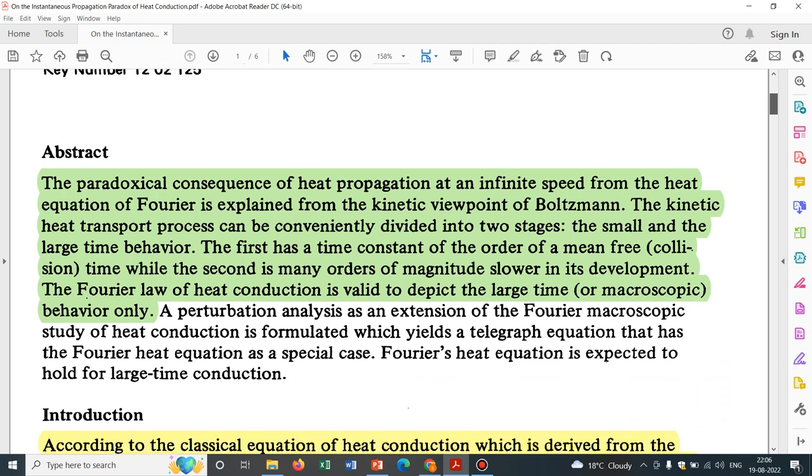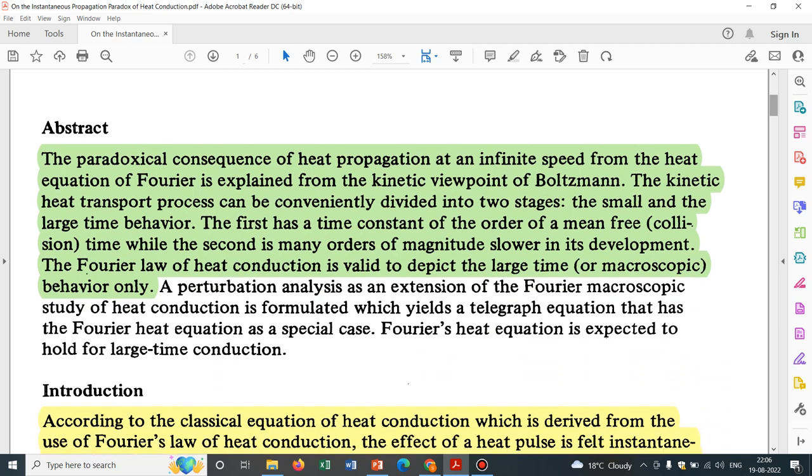Now, if we read a few lines in the abstract, that will talk about this particular work and also the paradox. It talks about the paradoxical consequence of heat propagation at an infinite speed. So the initial line is talking about the paradox, which is propagation at an infinite speed, which I have already mentioned. From the heat equation of Fourier, it is explained from the kinetic viewpoint of Boltzmann. That means in this article, they are telling there is a paradox about the infinite speed of heat in Fourier's heat equation, and they have taken care of it by the kinetic viewpoint given by Boltzmann. I'll talk a little bit about this here, and I'll talk more about the paradox.